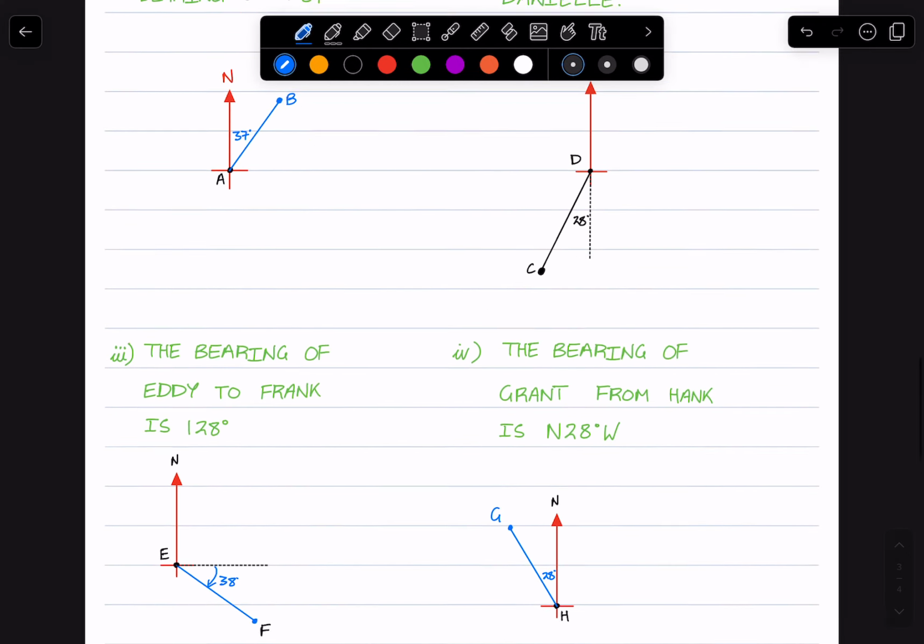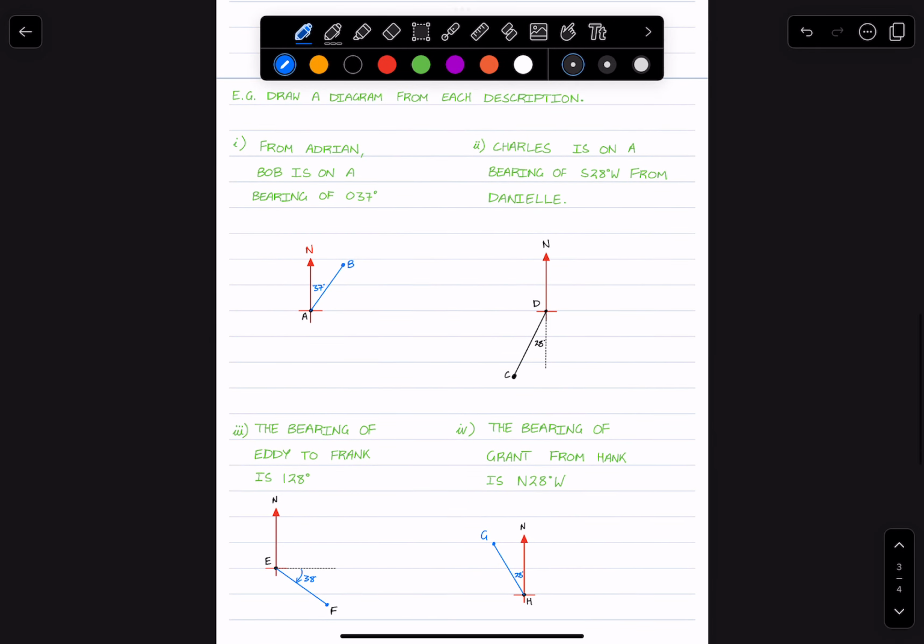All right, so I hope that gave you an insight into how we can interpret descriptions and convert them into a compass bearing or true bearing diagram.